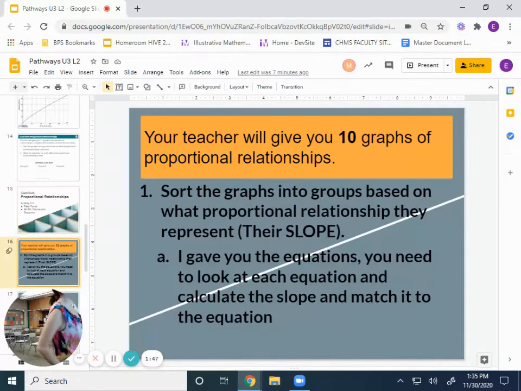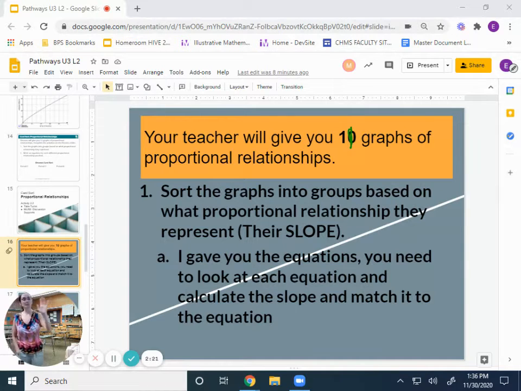Okay, so if we look at slide number 16, here are directions for the activity. The teacher, that's me, Miss Jermaine, is going to be giving you 10, actually I believe I ended up giving you 11 graphs of proportional relationships. So your job is to sort the graphs into groups based on what proportional relationship they represent, their slope. I gave you the equations that you need to look at for each, and you calculate the slope and match it to the equation.